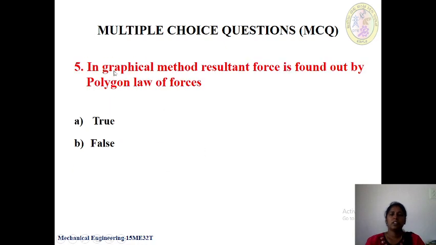Fifth question, in a graphical method the resultant force is found out by the polygon law of forces, whether the statement is true or false. The correct answer is, in the graphical method the resultant forces are found out by the polygon law of forces. This statement is true, that is the correct answer is option A.